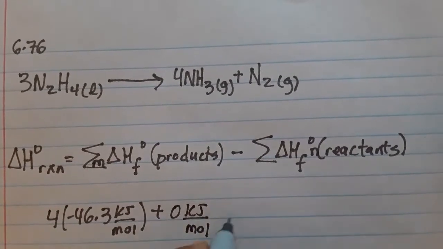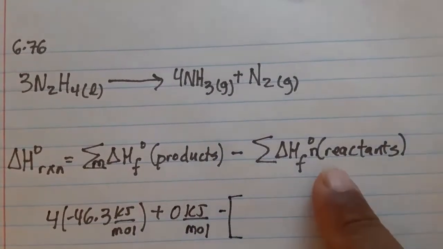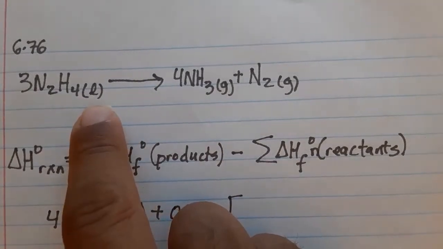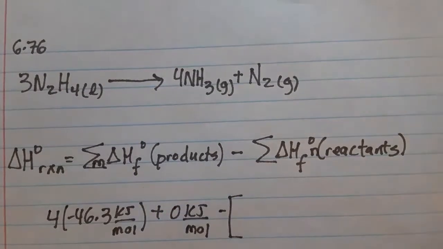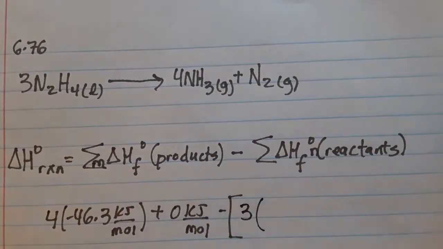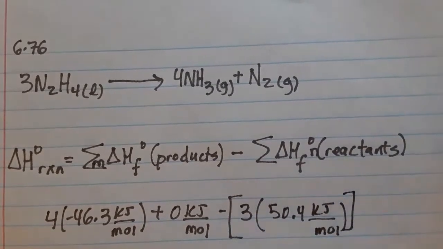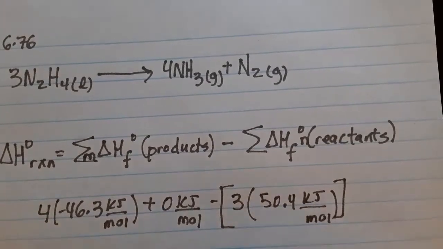All right, minus the sum of the enthalpies of formation of the reactants. We have one reactant, which is hydrazine, 3 times, because that's for 1 mole, and the problem tells us it's actually 50.4 kilojoules per mole. That was given to us in the text of the problem.